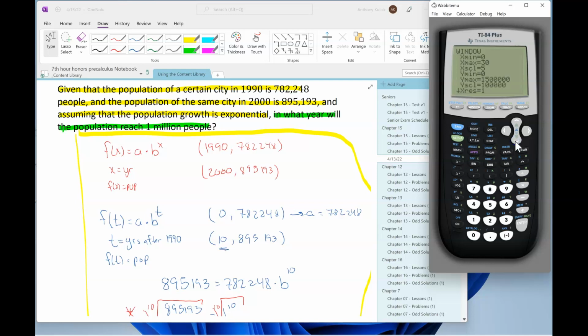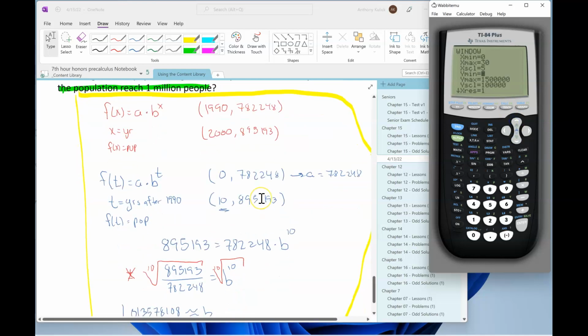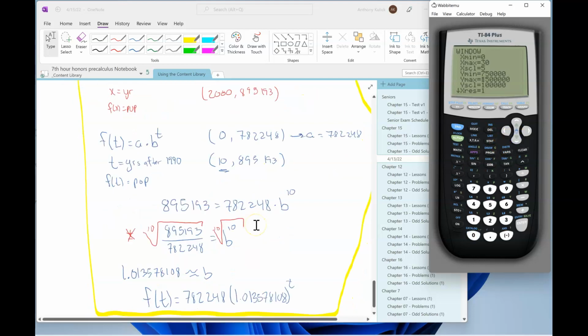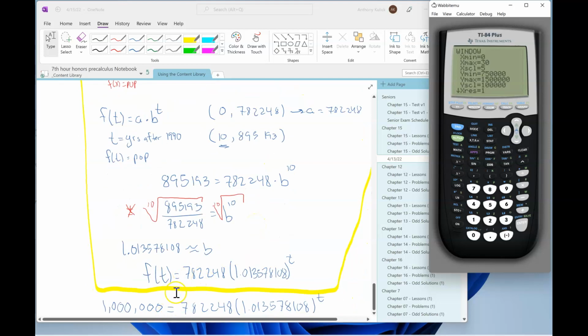Okay. The y's are representing my population. The smallest y that I care about is this 782,248. That's awfully specific. I think I'll probably just round that down to 750,000. So it's an even, nice, round, neat number. The biggest population I care about is the 1 million. But again, I'm going to make that a little bit bigger so I can see the intersection easily. So I'm going to make that 1.25 million. So let's hit the graph button then.